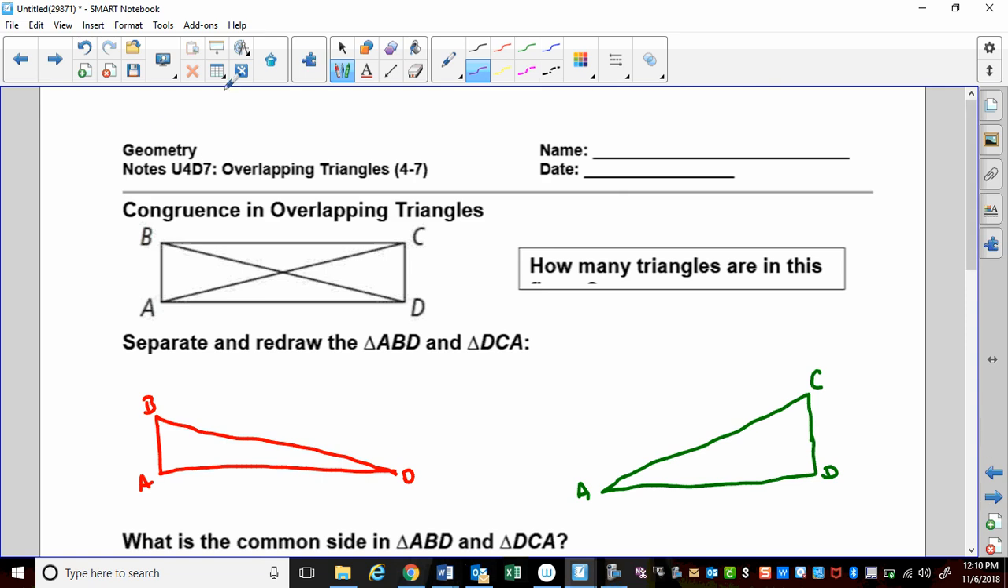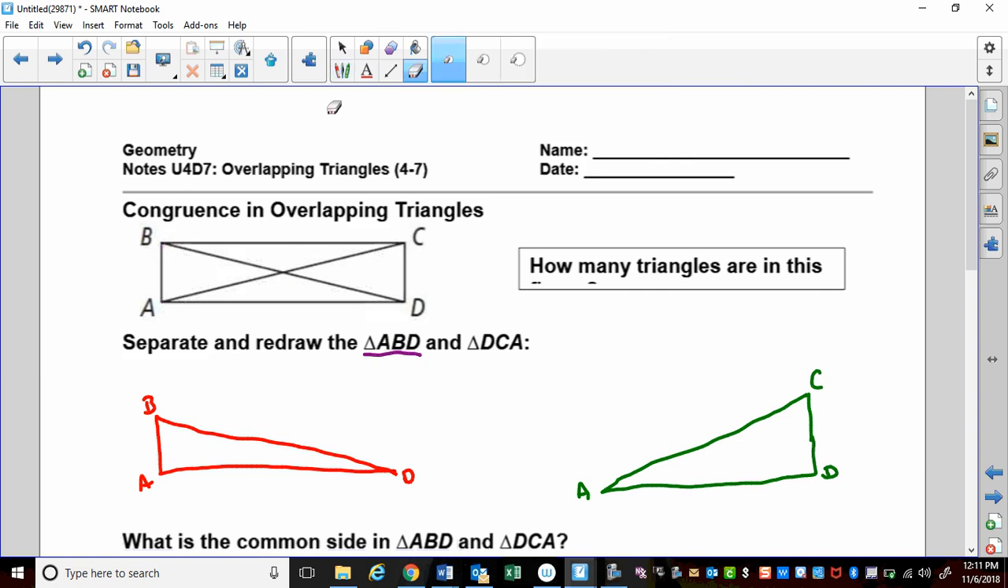Go ahead and go to Unit 4, Day 7 notes. We're going to go over overlapping triangles. It says how many triangles are in this diagram. That's what it says. How many triangles are in this diagram? Count them. Some of them are overlapping. It says separate and redraw a triangle ABD.